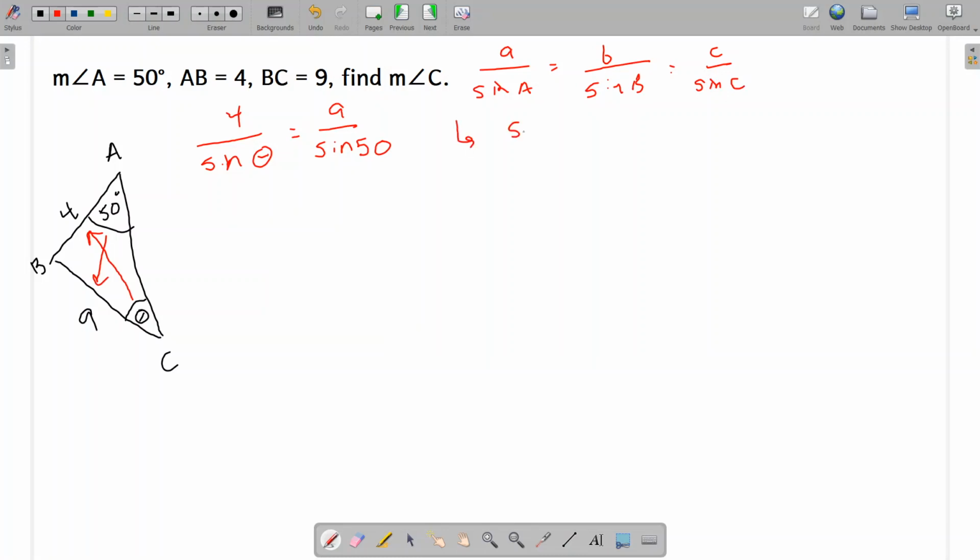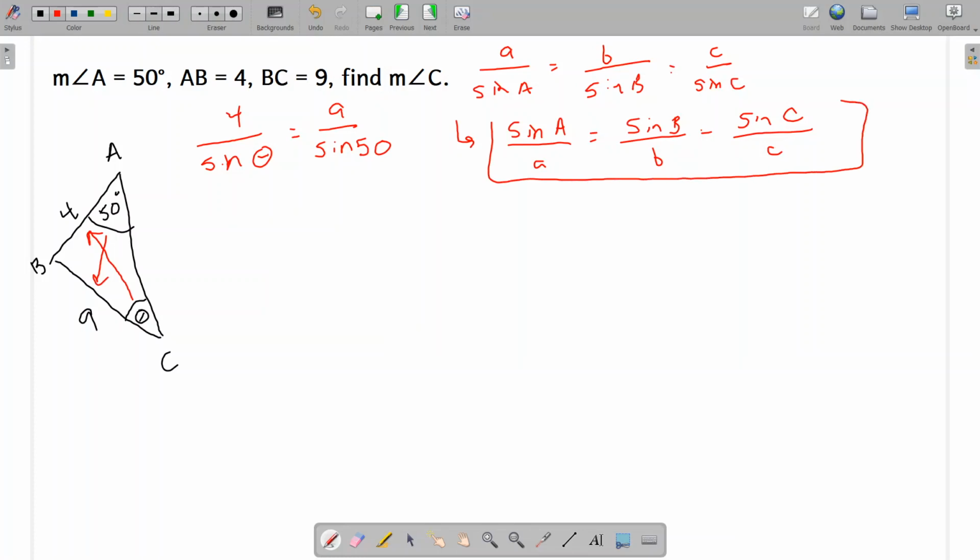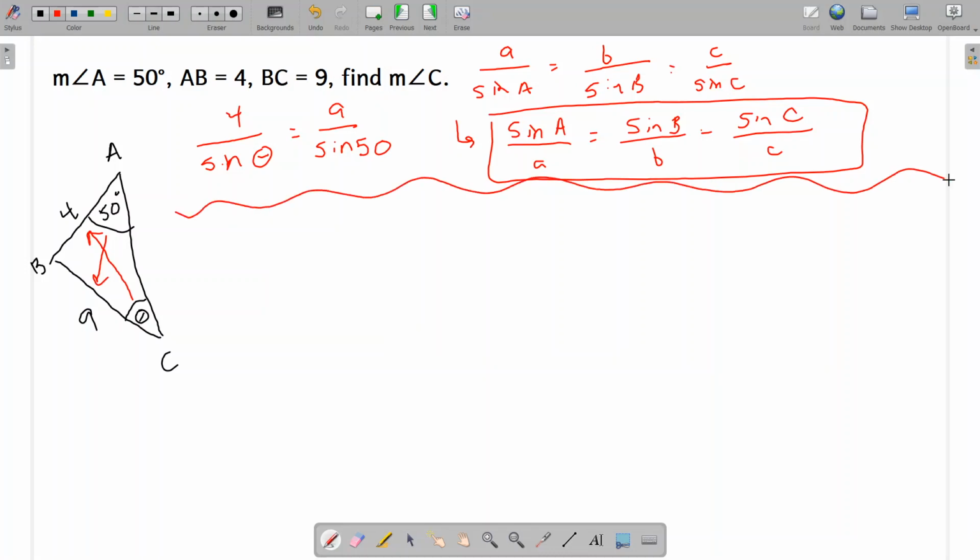We could rewrite this as sine of A over side A equal to sine of B over side B equal to sine of C over side C. So this is what I'm going to use because we're looking for a missing angle. It's going to be easier to have that angle we're looking for up in the numerator, okay? So that's just kind of a side note here. So I'm going to rewrite what I wrote here so that it's going to be easier to solve for theta. We have sine of theta over 4 equal to sine of 50 over 9.